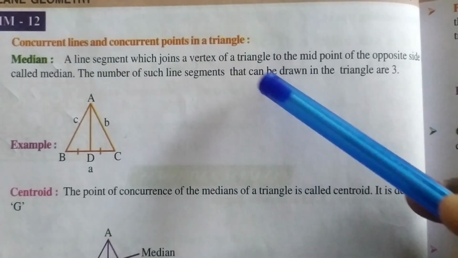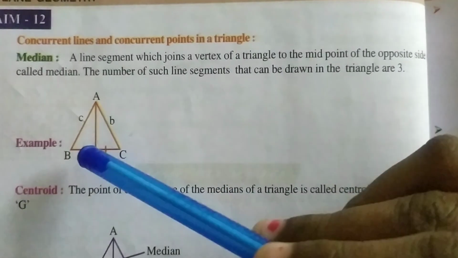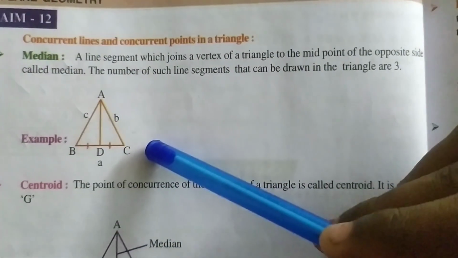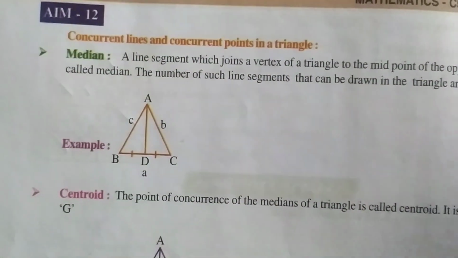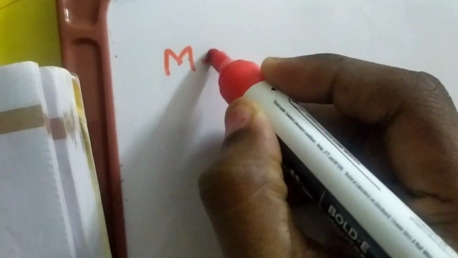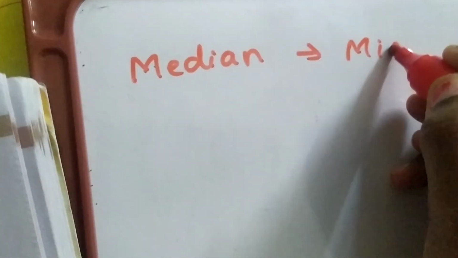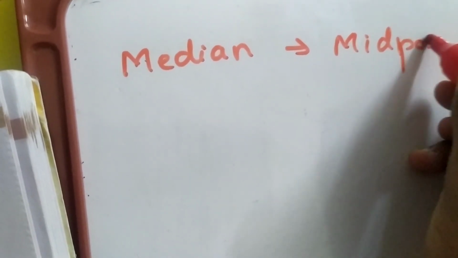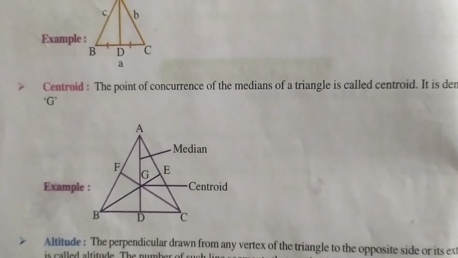The number of such line segments that can be drawn in a triangle is 3. We can draw 3 medians for a triangle. Understood? So what we are getting is that we can draw medians by using midpoints. Understood? Yes. Then we are going to define centroid.